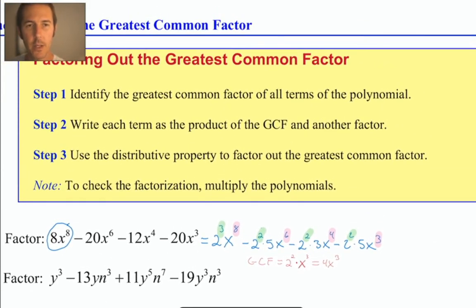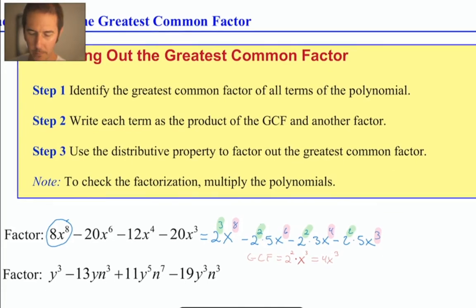Now coming back to this yellow box, when it comes to factoring out the greatest common factor, the GCF, step number 1 is identifying the GCF of all the terms in the polynomial. And we just finished doing that. Step number 2 says to write each term as the product of the GCF and another factor. We could do that and then use the distributive property in reverse, really, to factor out the GCF.